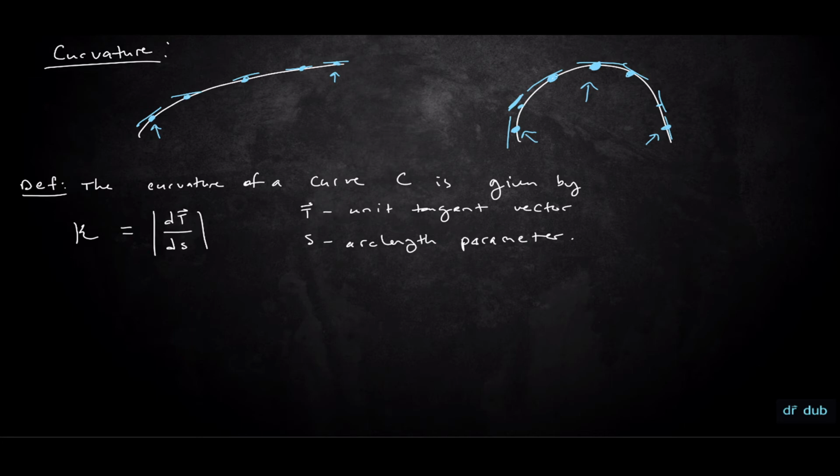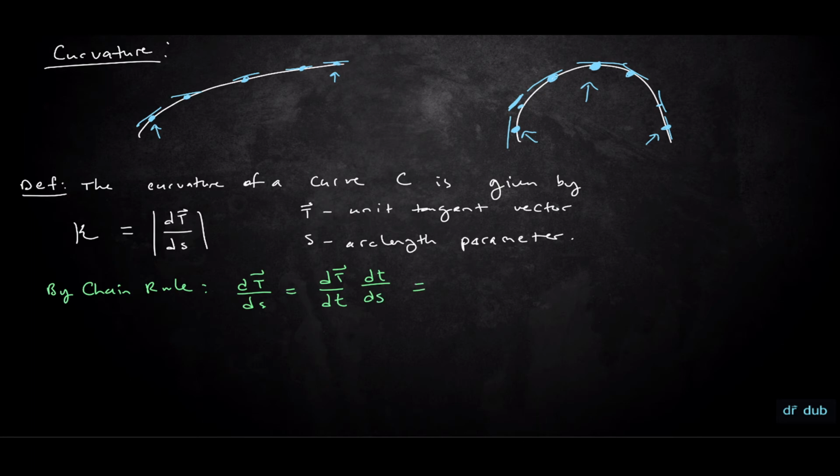Okay, well, this is great, but it's not very practical. This formula here is not practical at all. So what we're going to do is use some calculus to modify it a little bit and get it into something we can actually compute if we have a parameterization and things like that. So by the chain rule, we could say that dT/ds can be written as the derivative of the tangent vector with respect to some parameter t, times the derivative of the parameter t with respect to arc length.